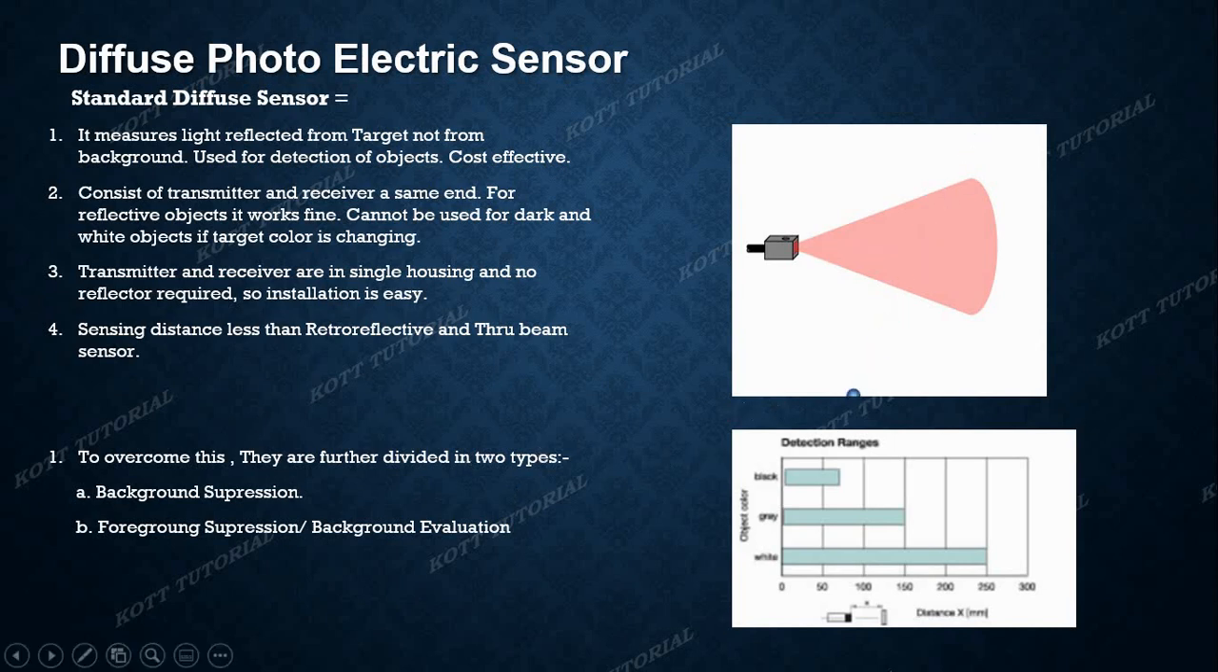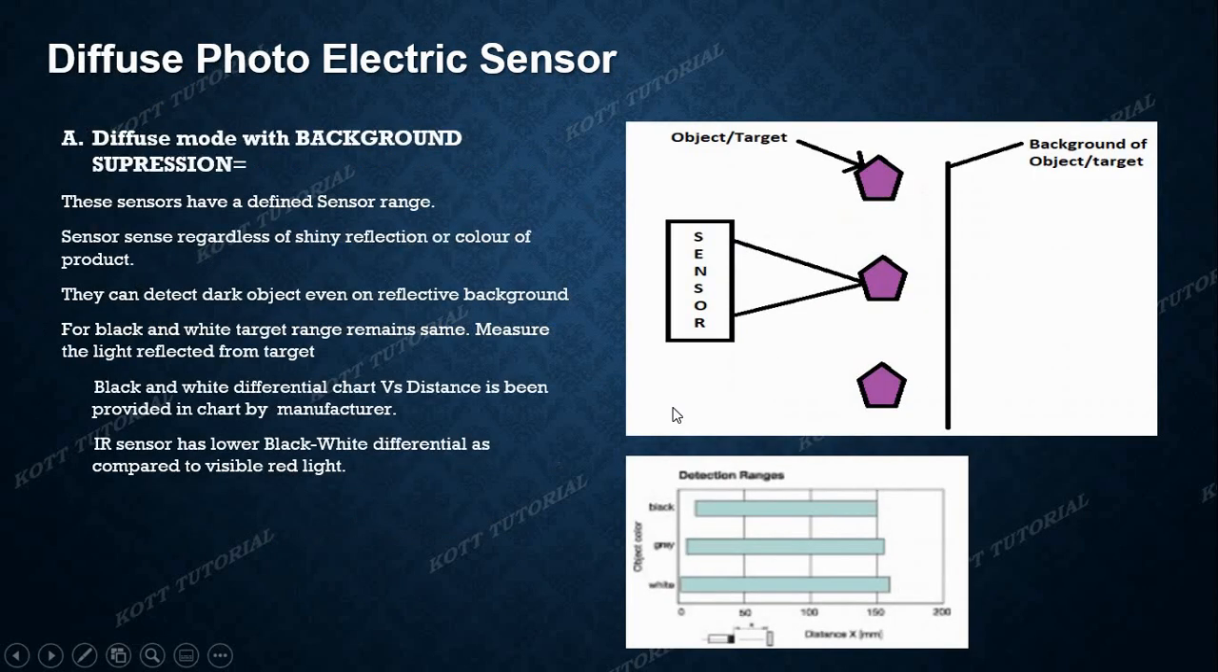So to overcome this drawback, this standard diffuse sensor is further divided into two types, that is background suppression and foreground suppression. Diffuse mode with background suppression. So let us start with the first type, that is background suppression. We call it diffuse mode with background suppression.